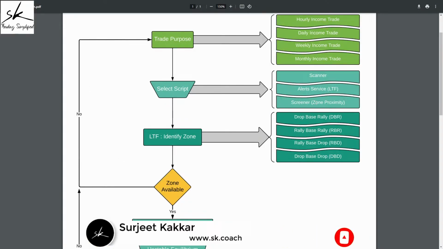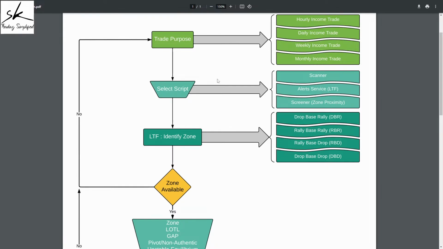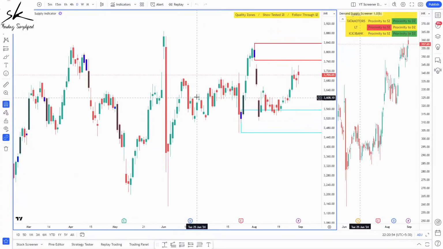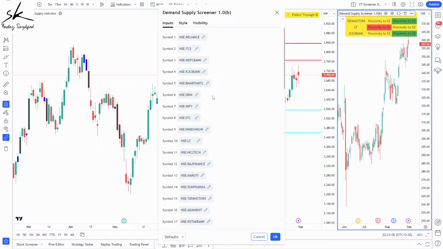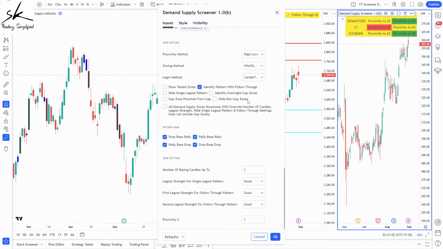The second scanner we have is based not on the formation of the zone, but on the arrival to the zone. When the current candle starts getting closer to a demand area or a supply area, it shortlists for you. As an example, here I have applied the demand supply screener, and in this screener I've given a list of about 40 symbols. My setting is that whenever the proximity is 1%, which means whenever the current candle is within 1% of a demand area or a supply area, you shortlist for me.